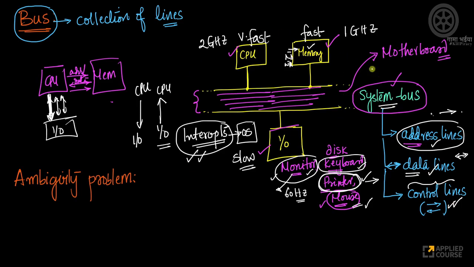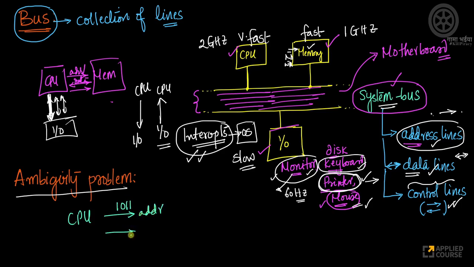But here comes one simple problem. Look at this. There is one very simple problem that occurs, which is called the ambiguity problem. The problem arises as follows. Imagine if your CPU, let's take a simple example, right? Suppose your CPU places an address. Let's say my address is 4 bits, just for simplicity. Let's say it puts this address on the address lines.